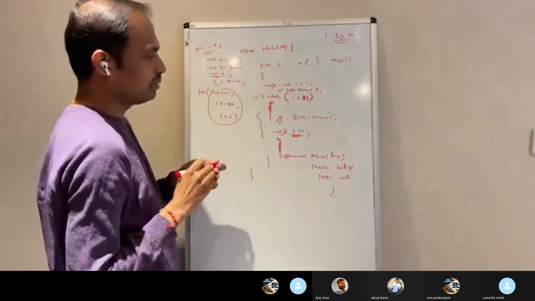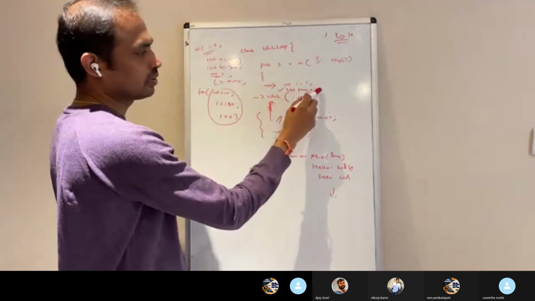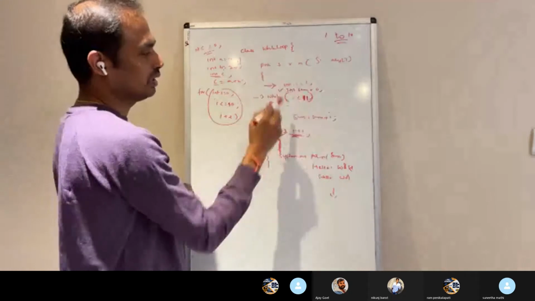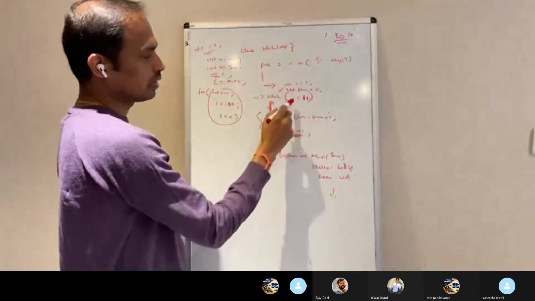So the value of C will be 0. So int sum is equal to 0. We need to initialize sum is equal to 0 initially. And the value where it has to start, int I is equal to 1. Those two things will be declared initially to count.